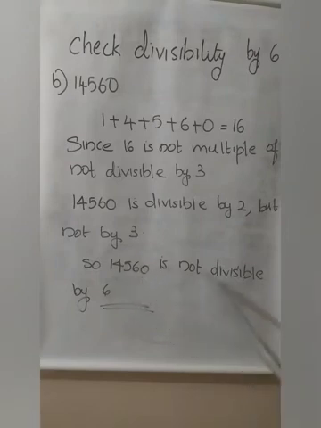14,560 is not divisible by 6. Similarly, if a number is divisible by 3 but not divisible by 2, then also the number will not be divisible by 6. If the number needs to be divisible by 6, then it should satisfy both conditions: divisibility by 2 and divisibility by 3. Then you can say that the number is divisible by 6.